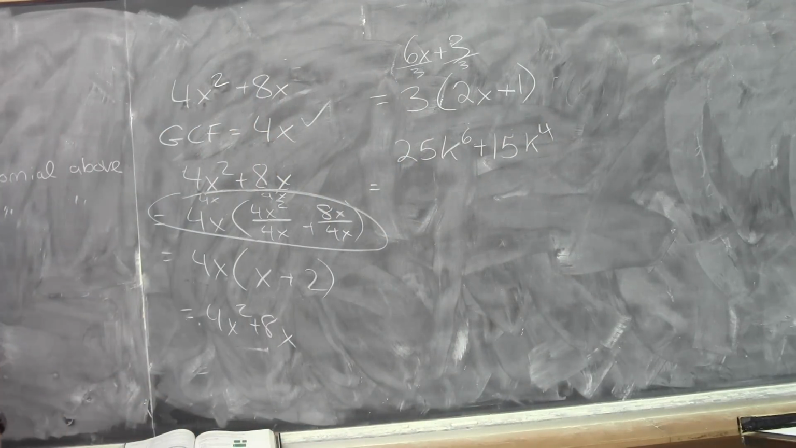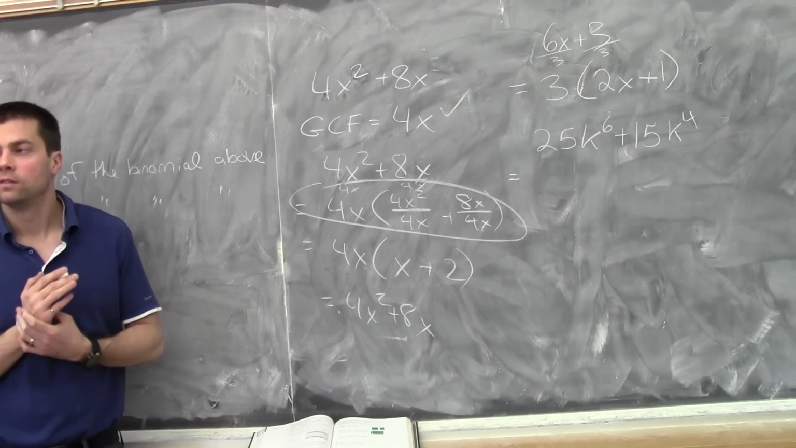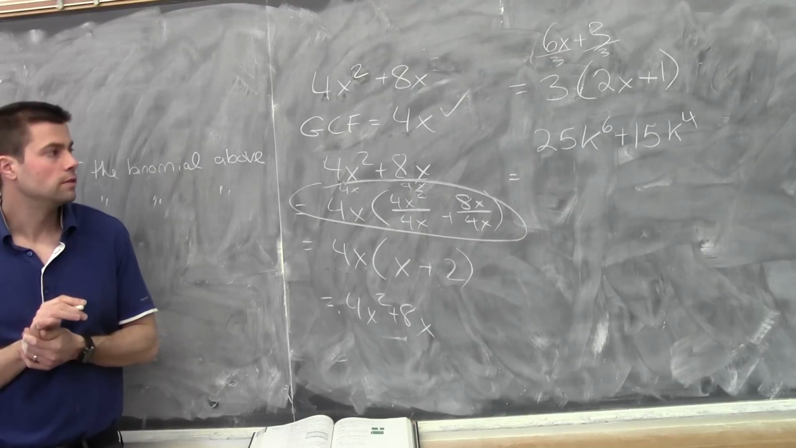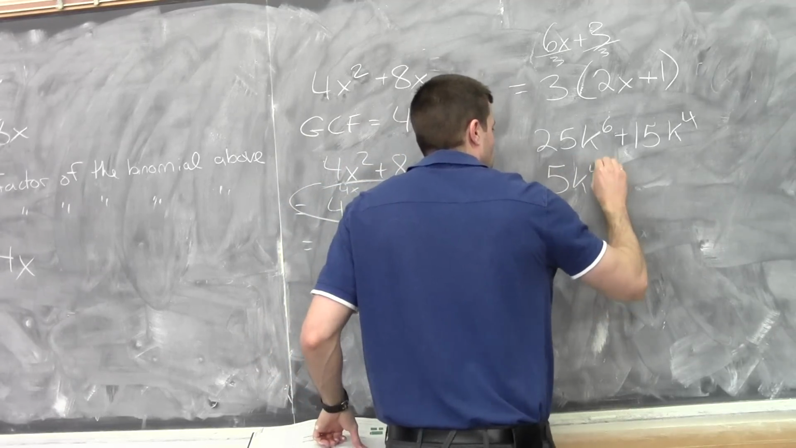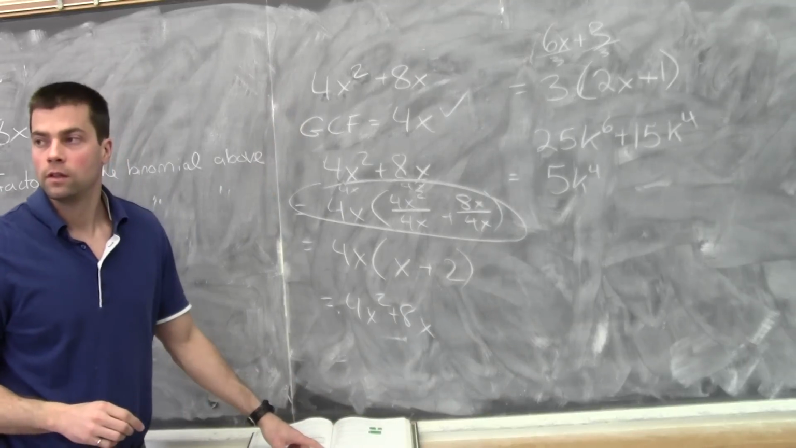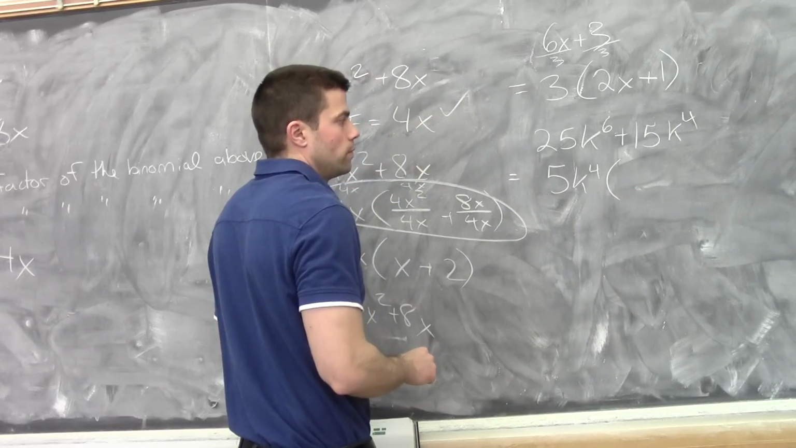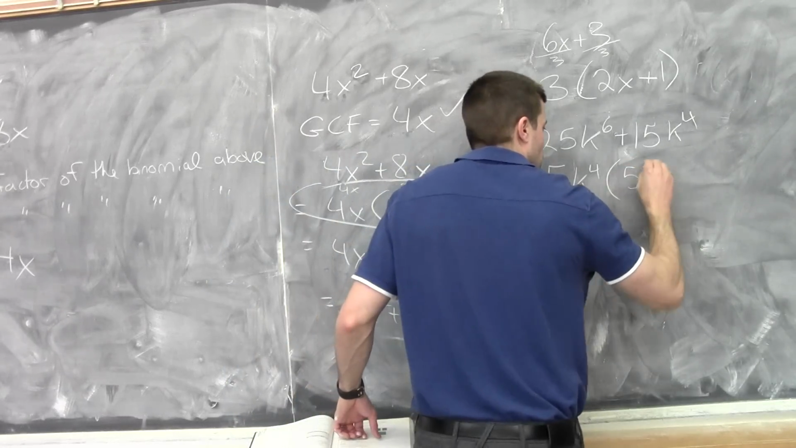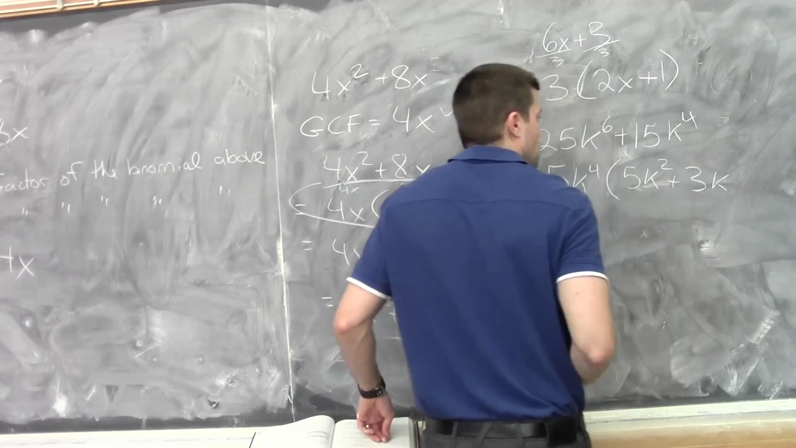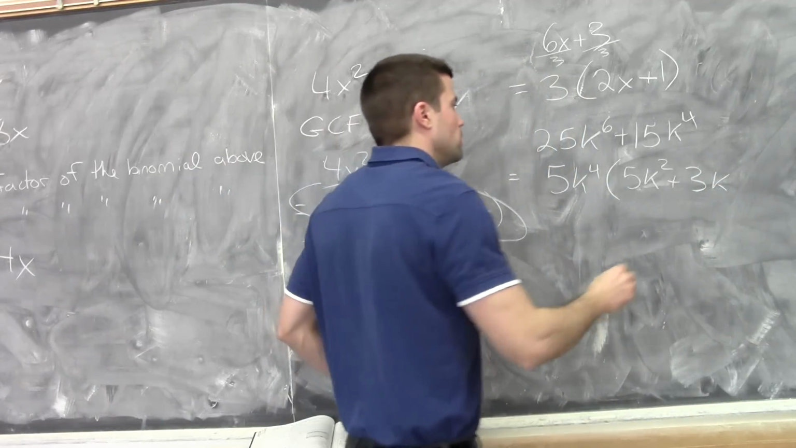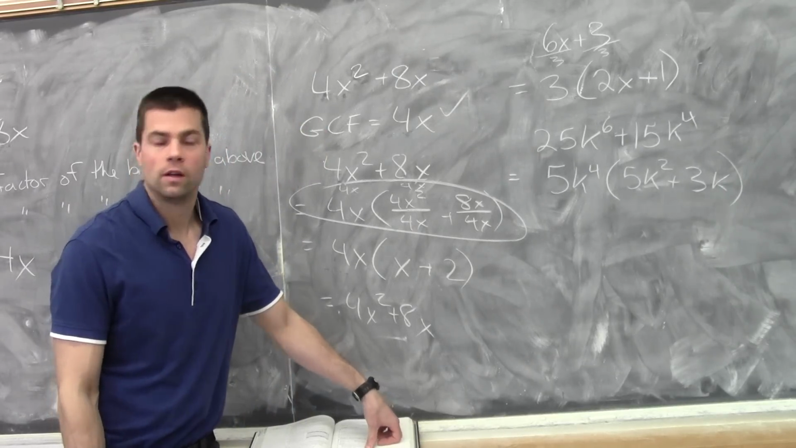Okay, Andy. What do we got? What's our greatest common factor? 5k to the 4. Excellent. It's an exponent of 4. Okay. Now what? Bracket. Good. 5k to the power of 2. Excellent. Plus 3k. Goes back in. What's k to the 4 divided by k to the 4? Yeah, sorry, just 3. Good.